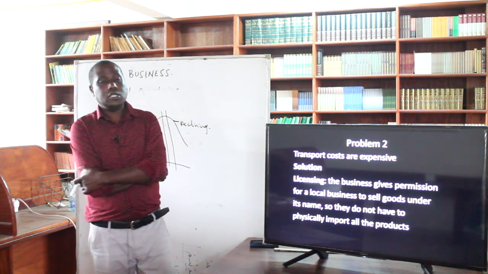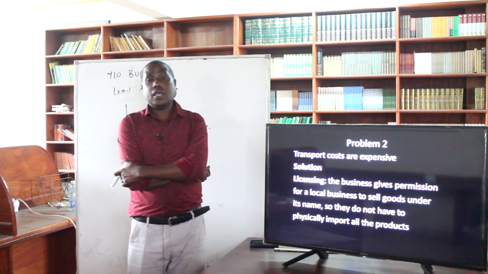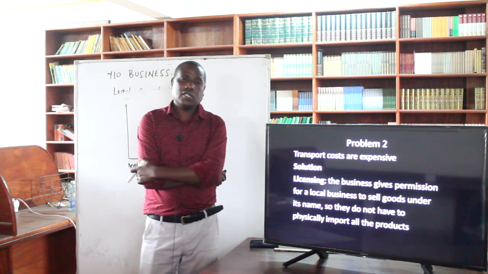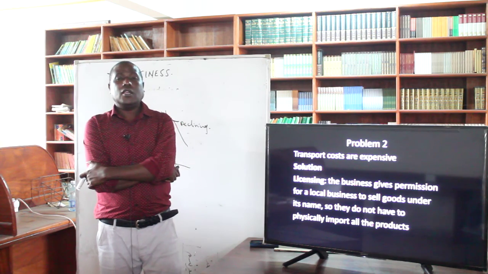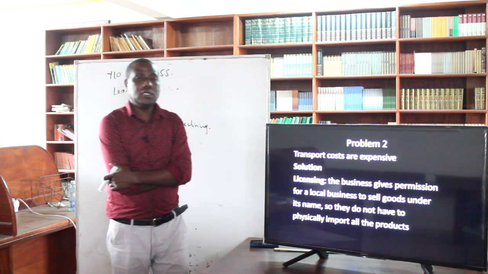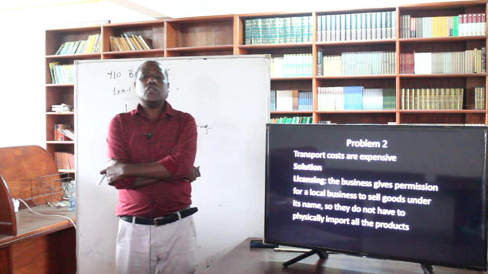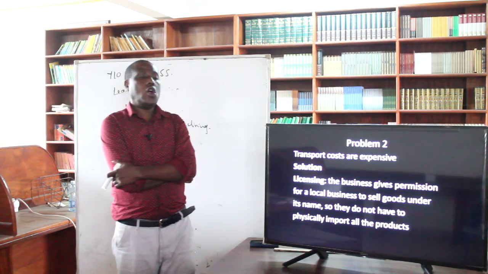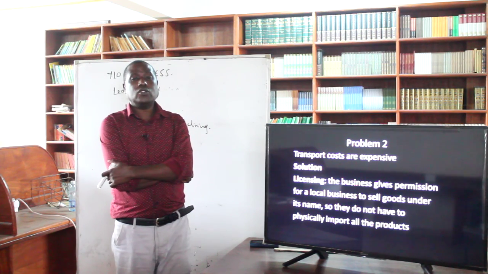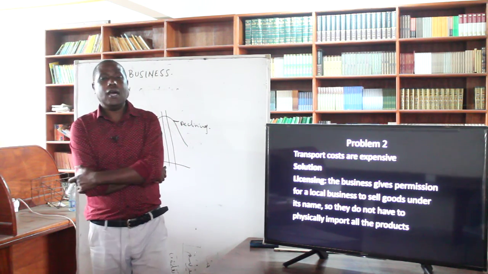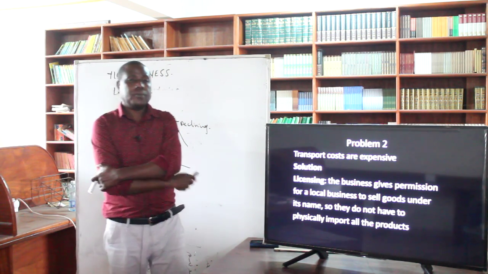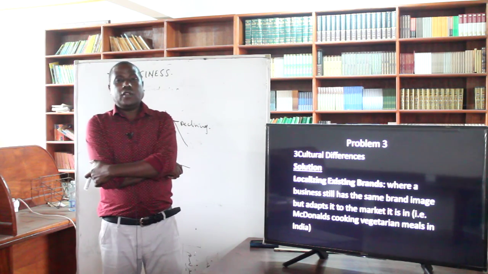The other problem is that of transport costs being expensive, right? When you relocate a business abroad, you're looking for a market abroad, there's a problem of transport costs being expensive. How do you solve that? You license, right? So the business gives permission for a local business to sell goods under its name, so they do not have to physically import all products. So you license the business, you give them permission to sell your goods under their name, so that they won't import the goods.